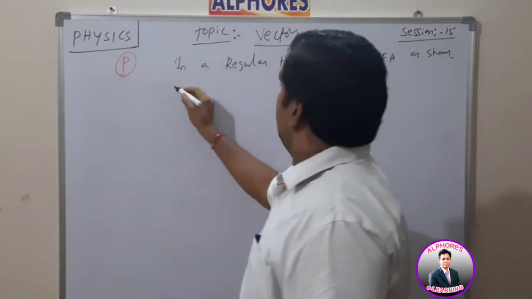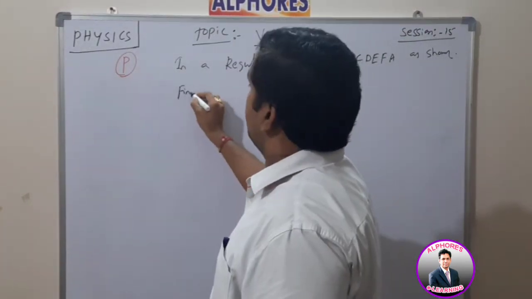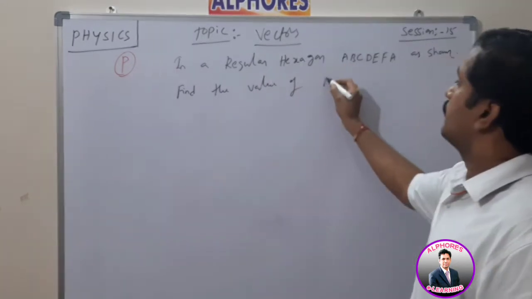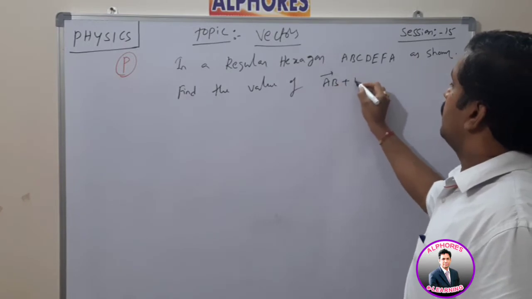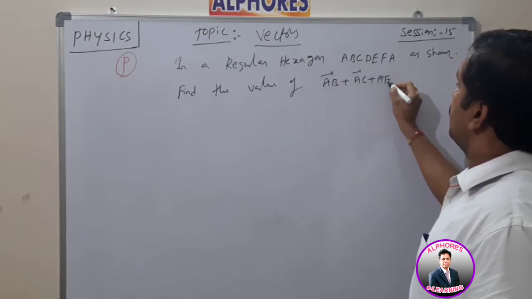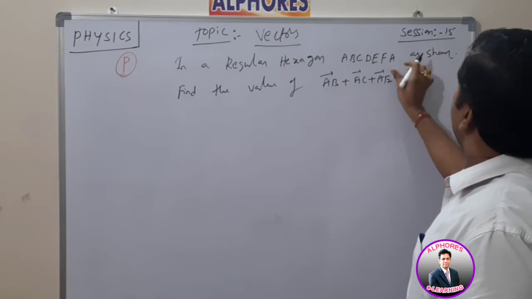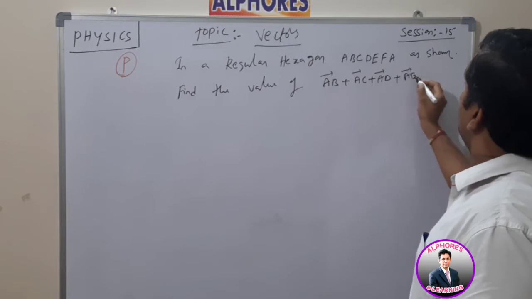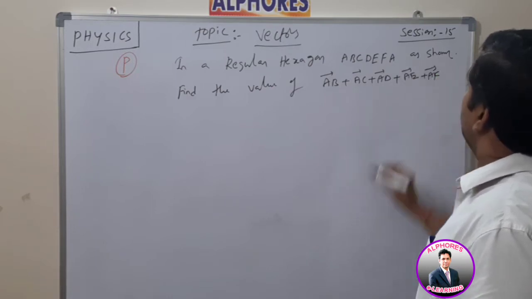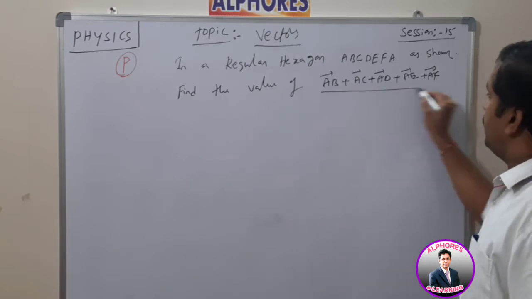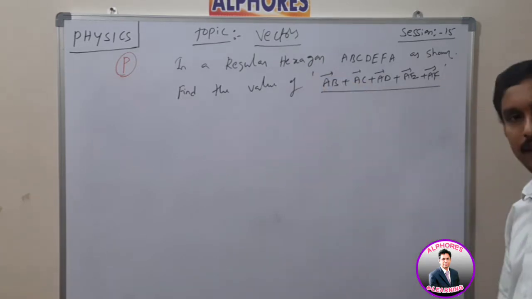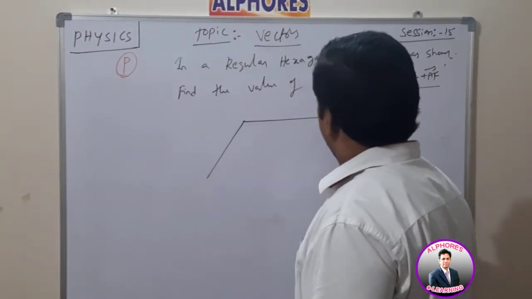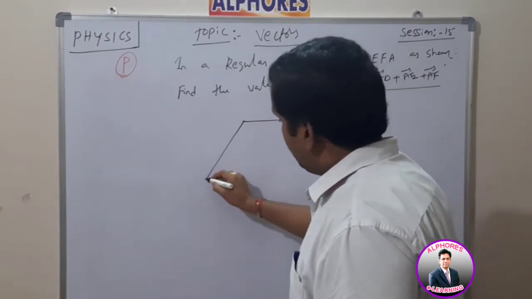Now, we start. Find the value of AB bar plus AC bar plus AD bar plus AE bar plus AF bar. Okay, so I have to find the sum of these vectors in a regular hexagon. The diagram is given like this. This is nothing but the regular hexagon. In that question only I am giving the diagram.